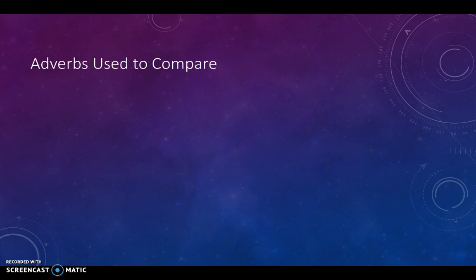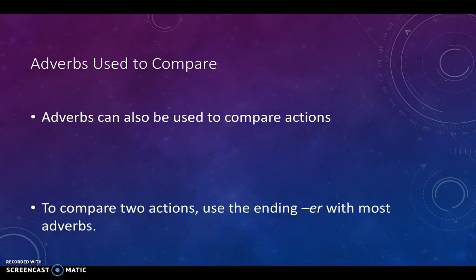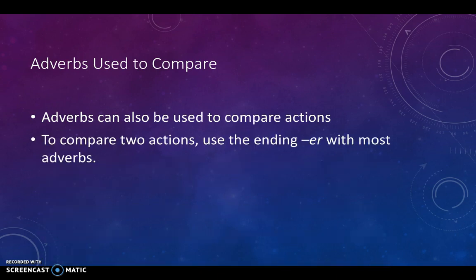So this week we're going to talk about adverbs that compare. So you can use adverbs to compare two or more actions. Today we're only talking about adverbs to compare two actions. So when you compare two actions, you use the ending er with most adverbs. For example, the cat ran slower than the dog. Slower is an adverb because it's saying, how did the cat run? The cat ran slower than the dog. It's comparing the running of the cat and the dog.